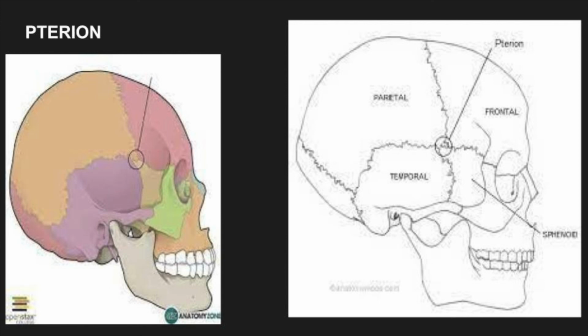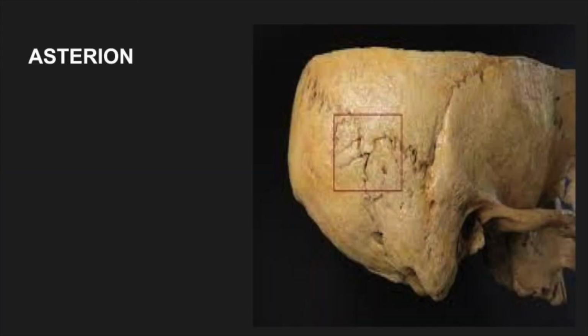Pterion is the area in the temporal fossa where the four bones, frontal, parietal, temporal and sphenoid, join to form an H-shaped suture. Asterion is the meeting point of the parietomastoid, occipitomastoid and the lambdoid sutures.